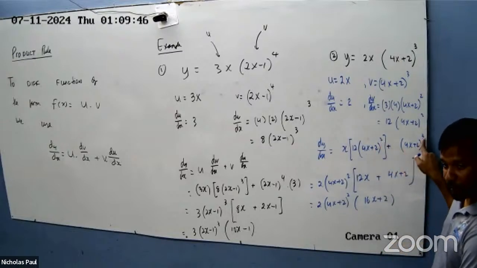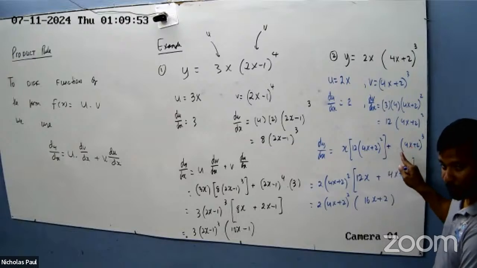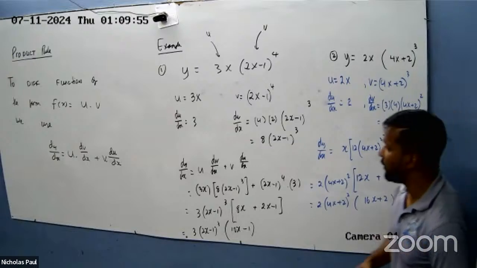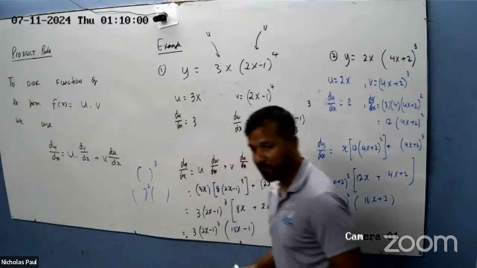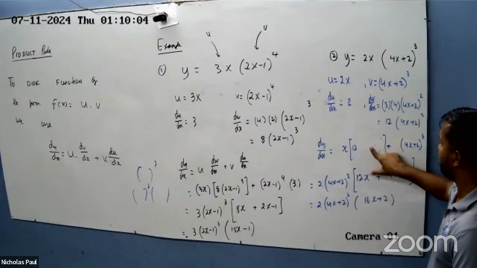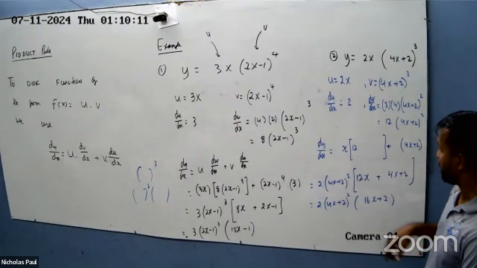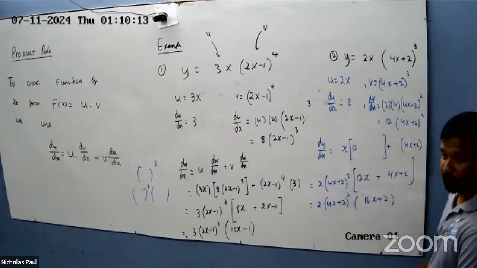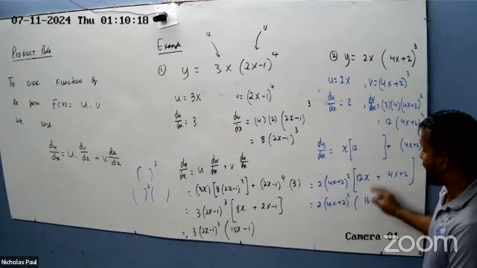You have 4x plus 2 cubed. Cube means what? Cube means 4x plus 2 squared by 4x plus 2. Cube means squared by itself again. So if I factor out 4x plus 2 squared and 4x plus 2 squared, I'll be left with that. So I'm left with 12x. That's okay? So that's the way you factorize.